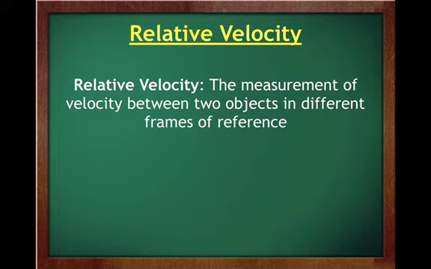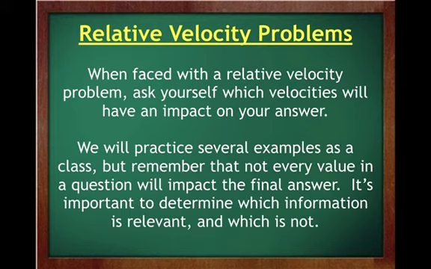That's what we're dealing with here: how do we combine these two different frames of reference into a single velocity, what we call relative velocity? The tricky part with anything physics related is always asking yourself, which of these velocities actually have an impact on my answer? What am I actually trying to find? What's relevant? What's not relevant? What needs to be used in a formula and what doesn't?